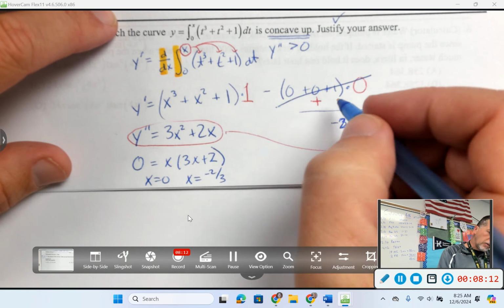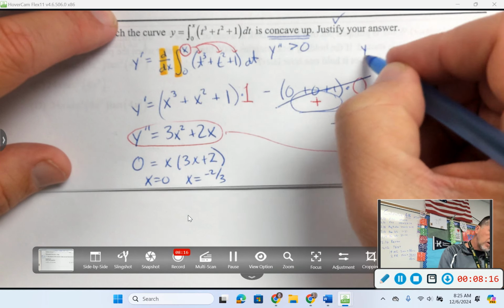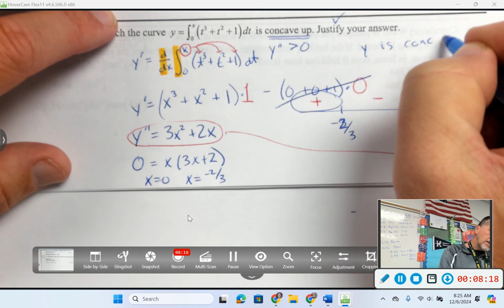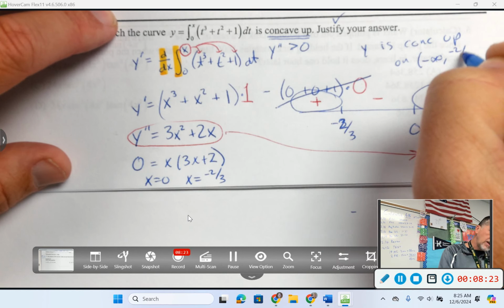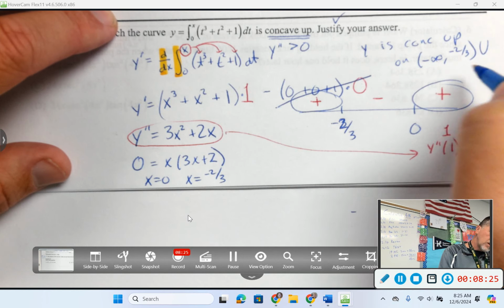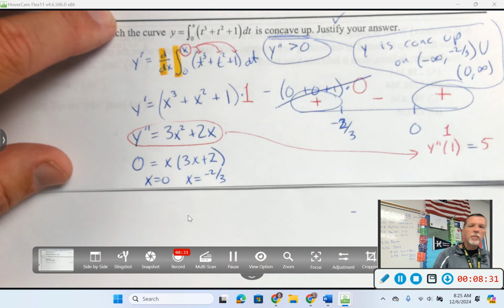So we were looking for where y double prime is positive. So y is concave up on negative infinity to negative 2/3, and then 0 to infinity. Because y double prime is positive.